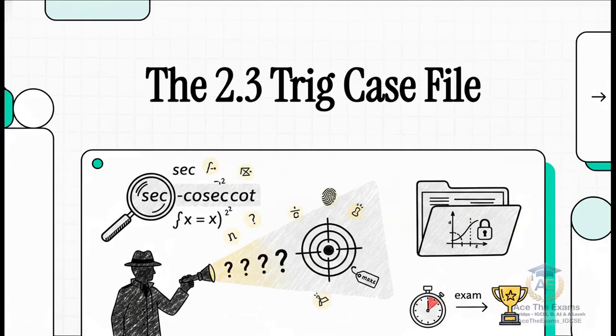Welcome to this explainer. Today, we're stepping past the yellow tape and putting on our detective hats. We are acting as elite forensic investigators, and our sole mission is to crack the code on exactly how to secure maximum marks in the Cambridge Mathematics 9709 syllabus. Specifically, we're tearing into Section 2.3, which covers your sec, cosec, and cot functions.